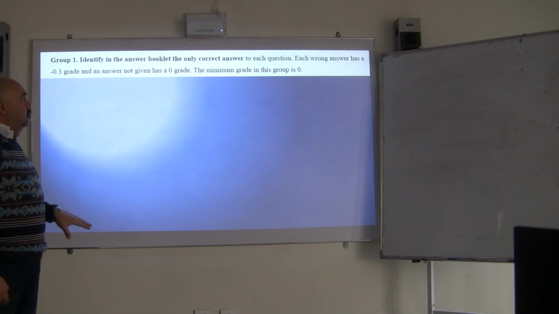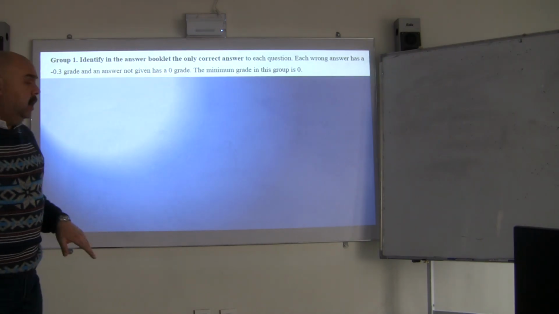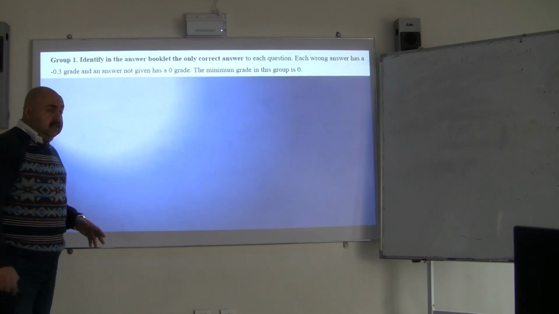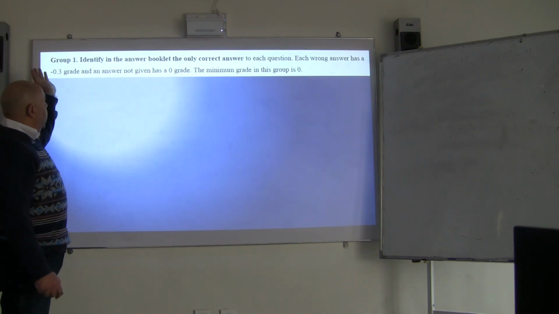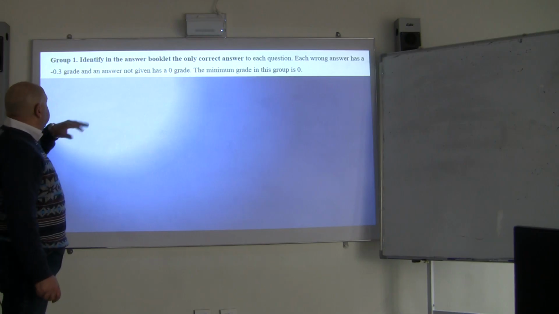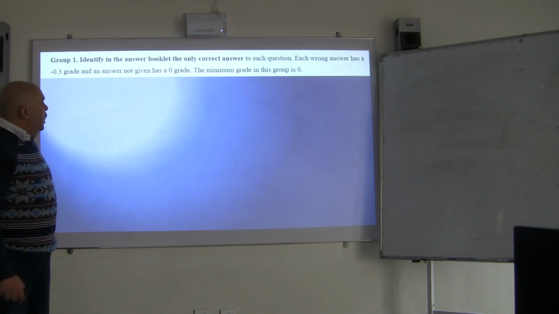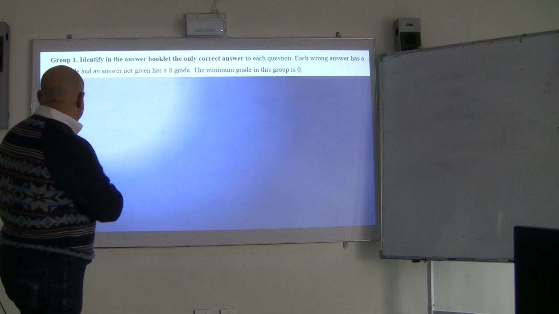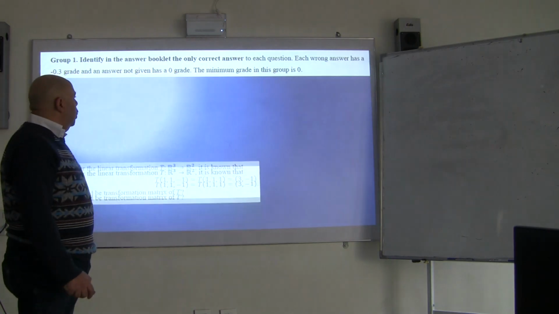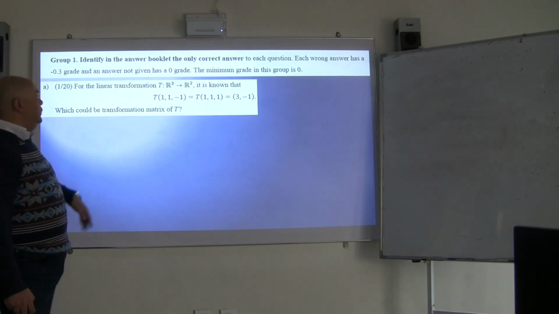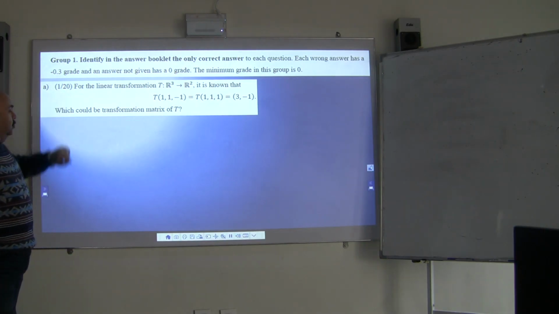Okay, the first group is a multiple choice question. So it's identified the way it's going to be assessed. As you can see, identify the answer booklet, only the correct answer will be considered, plus 1.3 grade, and an answer not given gets 0. For wrong answers, you will have a penalty of 0.3. The first question states that, and the grades are written over here.